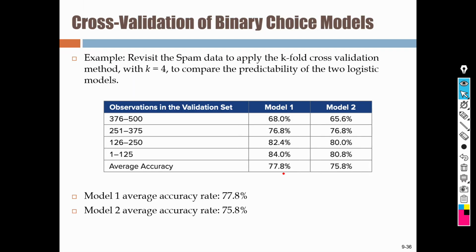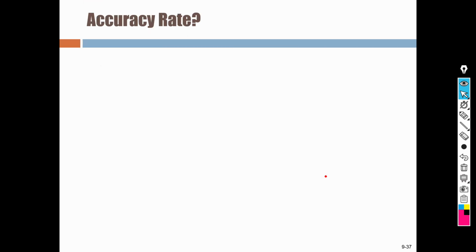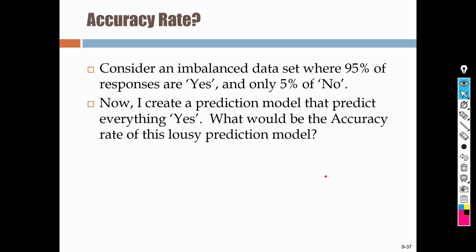Okay, so which observations go to the validation data keeps changing, right? And then you can find out the accuracy is a lot different. It's like 68 to 84, 65 to 80, a lot different. So you can calculate the average, and then you can tell. This is what we call the k-fold cross-validation method.